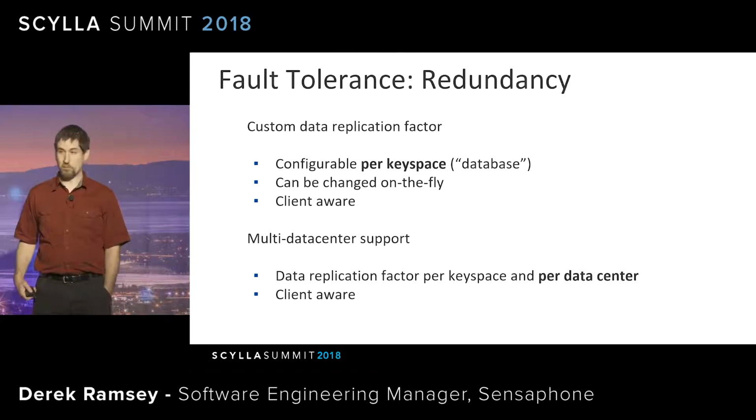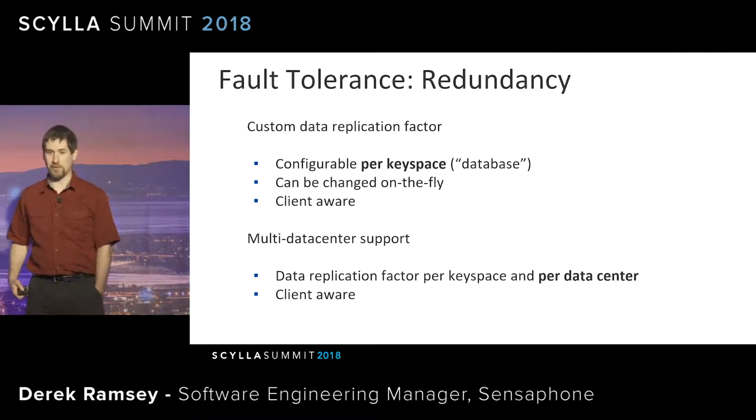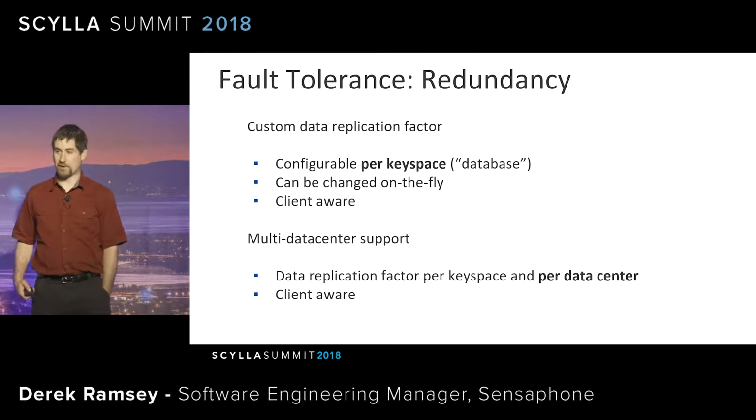Scylla has great redundancy. You can set your custom data replication factor per key space. It can be changed on the fly, and the client driver is aware of this and will route your traffic to the nodes that actually have your data, so it lowers networking and processing. It also has multi-data center support, and again, you can set different replication factors per data center, and the client is also data center aware.